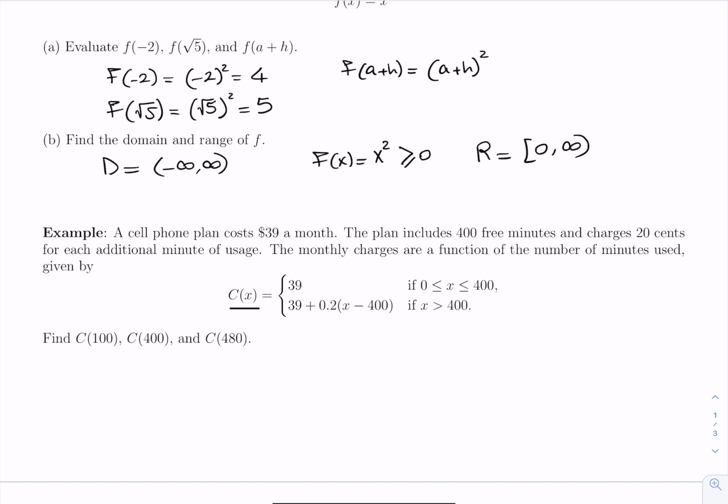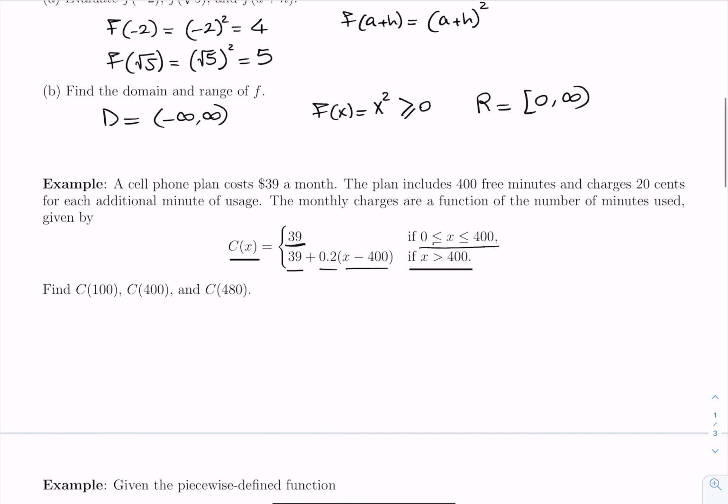So we are going to define some conditions to say if x is anywhere from 0 to 400, then we pay $39. And if the number of minutes exceeds 400, meaning if x is greater than 400, then we pay 39 plus 20 cents, that's $0.2, times x minus 400. That will give us the number of additional minutes.